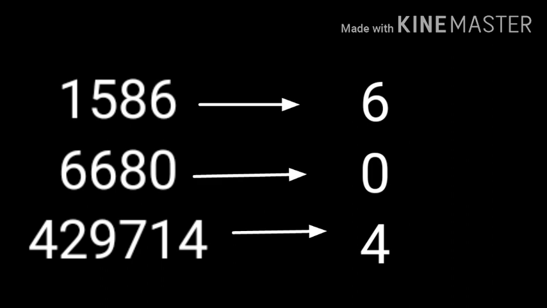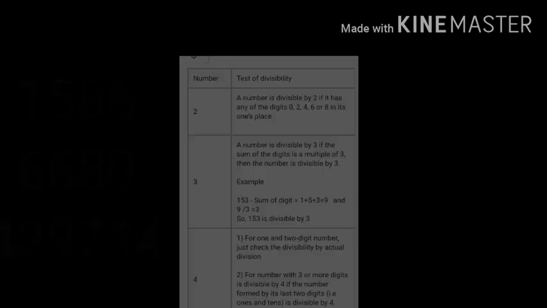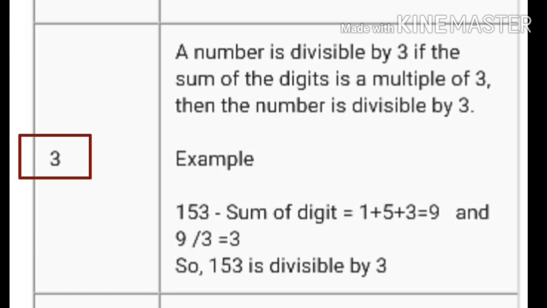We consider the ones place. If any one of the digits 0, 2, 4, 6 and 8 is in the ones place, then the number must be divisible by 2. Divisibility by 3.